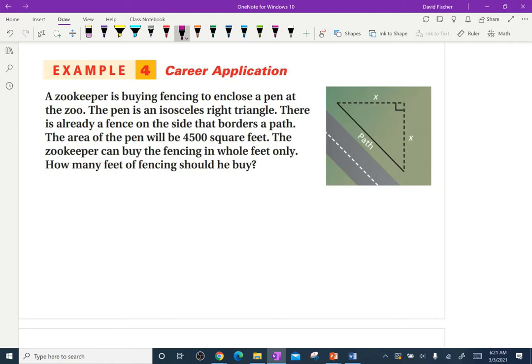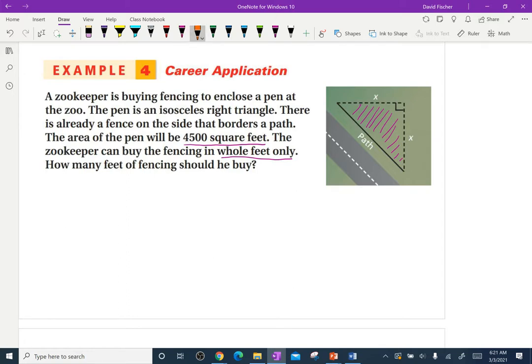A zookeeper is buying fence to enclose a pen at the zoo. It's an isosceles triangle. There's already fence on the side that borders the path. The area of the pen, so that means it's an area problem here so far. They said the area of this whole pen is 4,500 square feet. The zookeeper can buy fence in whole feet only. That's going to be important. You can't go to the store and say, I want 16.7 feet of fence. They'll say 16 or 17.